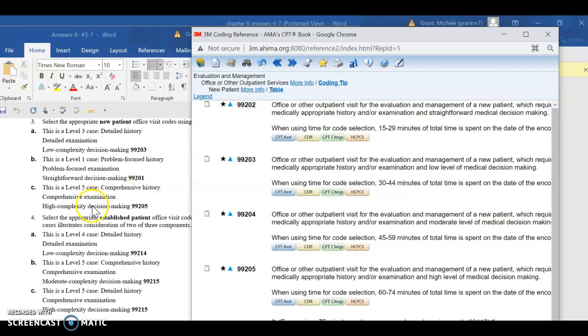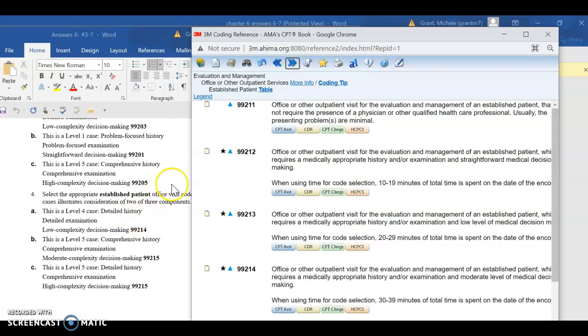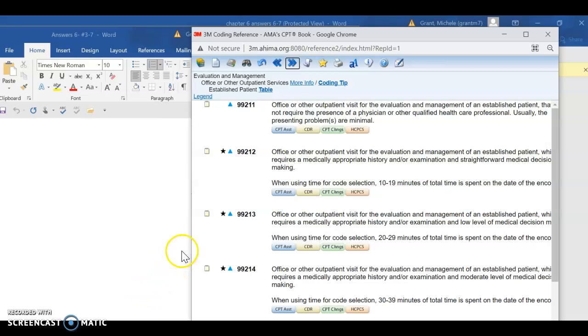And then I'll let you try to figure out this one yourself. You're just looking at the decision making. So now when I go to established, we have low complexity decision making, which is going to change, because it's low level decision making, to a 99213. I'll have you do the other two yourself also. See what answer you come up with, B and C.